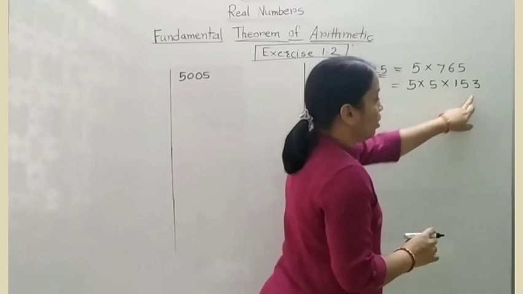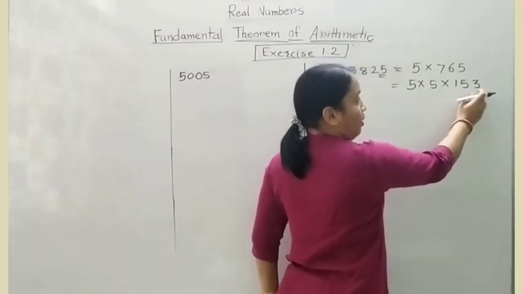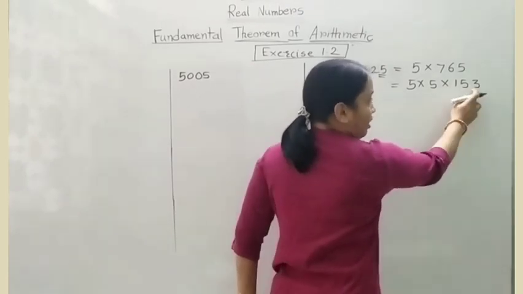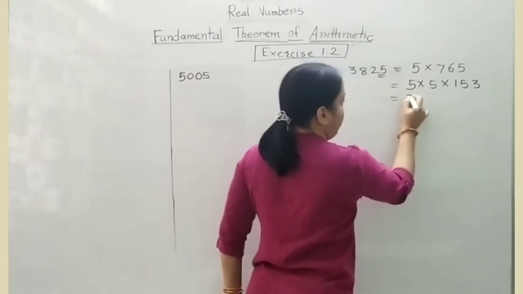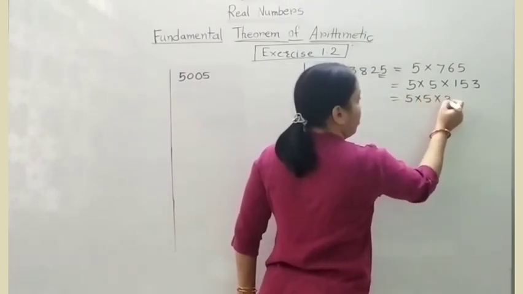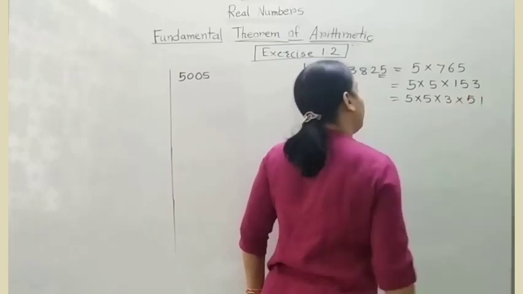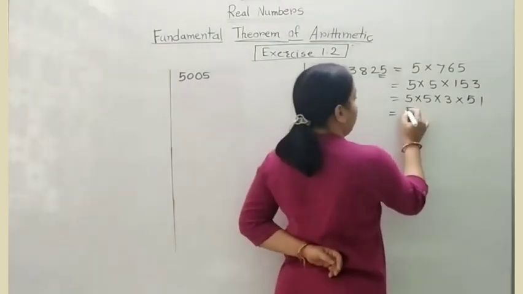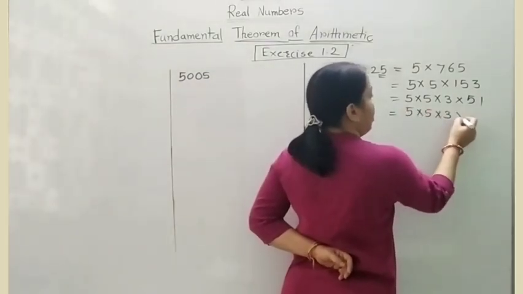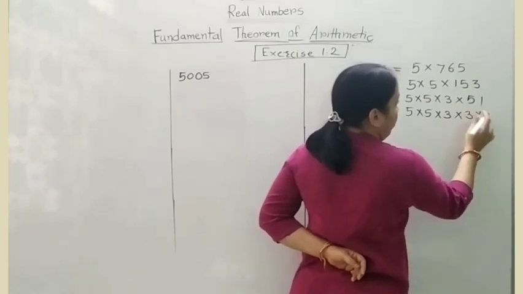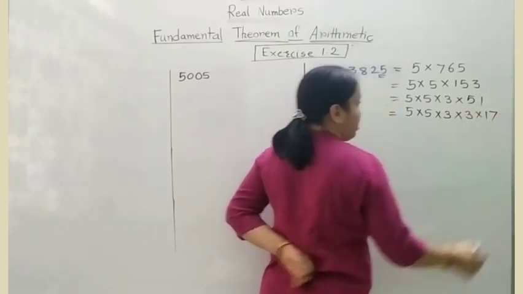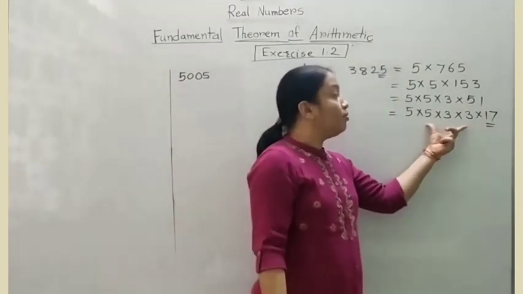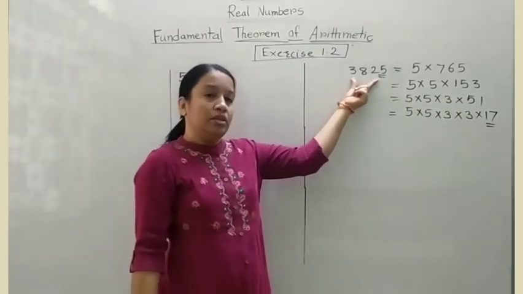Now this 153 will not get divided by 5, so try to divide with another prime number. It may be divided by 3, as 1 plus 5 plus 3 is 9. So I will divide 153 by 3, and it will be 51. Now, is 51 a prime number? No, it can be factorized again: 3 into 17. Now you know that 17 is a prime number. So here we completed the prime factorization of the given number.